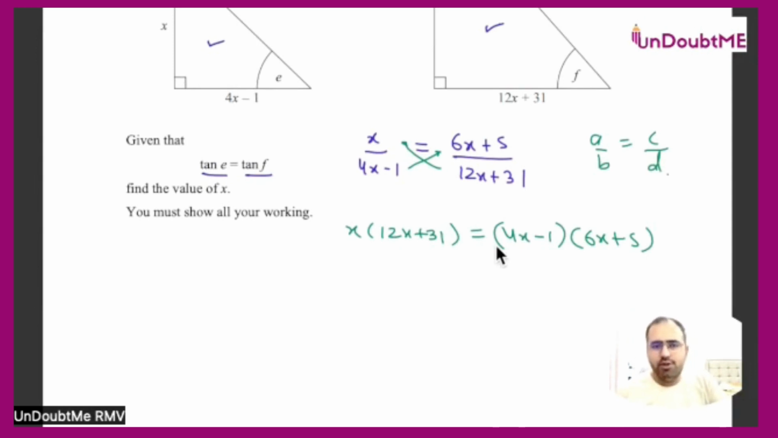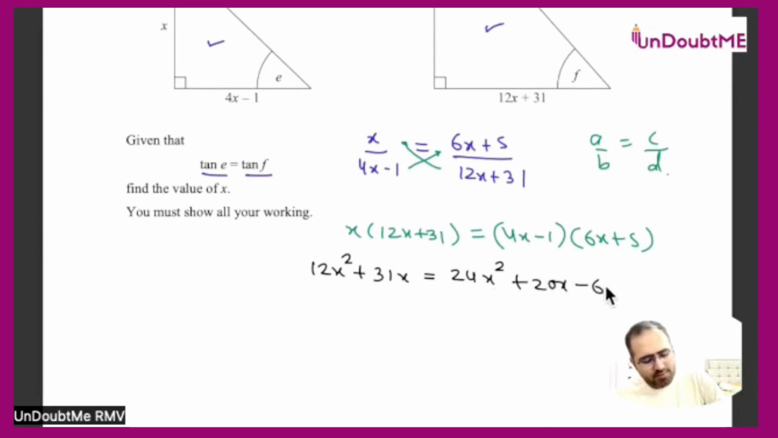While practicing, you should also try to think like this. When we multiply on the left hand side, it will be 12x square plus 31x. On the right hand side, it is 24x square plus 20x minus 6x minus 5. Okay, till here, anyone have any doubt? Just let me know if it is clear. I'll move on to the next step then.